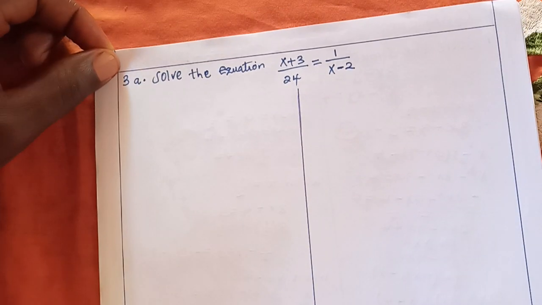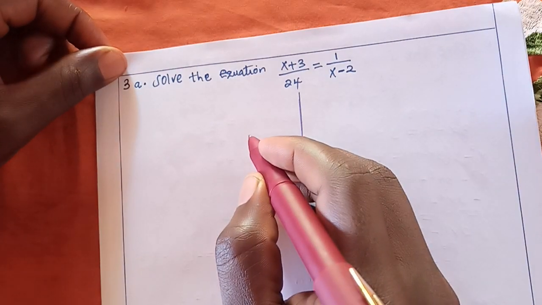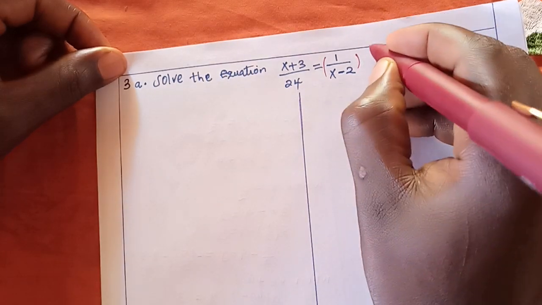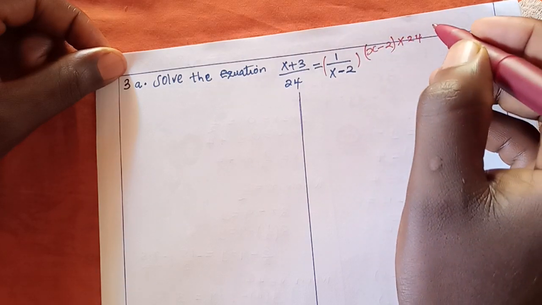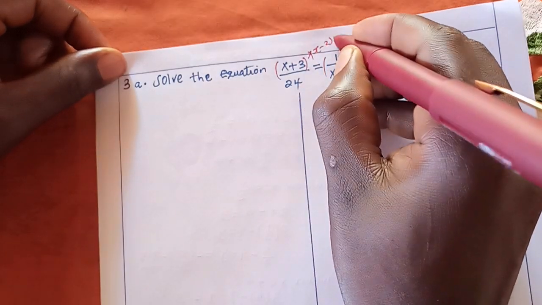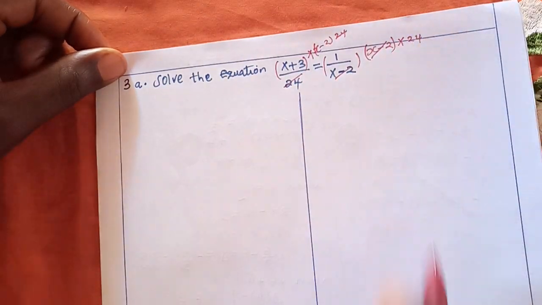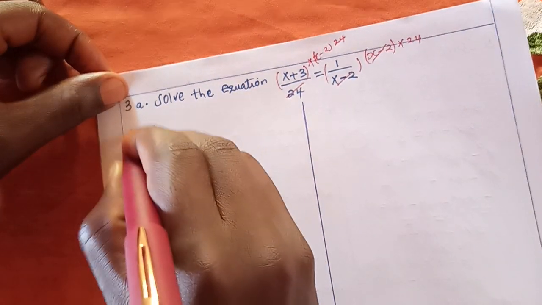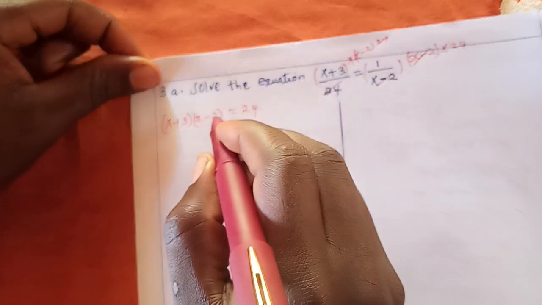Now the first part, we have to multiply both sides by the LCM. And how are we going to do this? We multiply this side by x minus 2 times 24, and on the other side we also multiply by x minus 2 times 24. So 24 and 24 will cancel. X minus 2 and x minus 2 will cancel. Now we end up with x plus 3, multiplied by x minus 2, is equal to 24. We are going to form a quadratic equation.